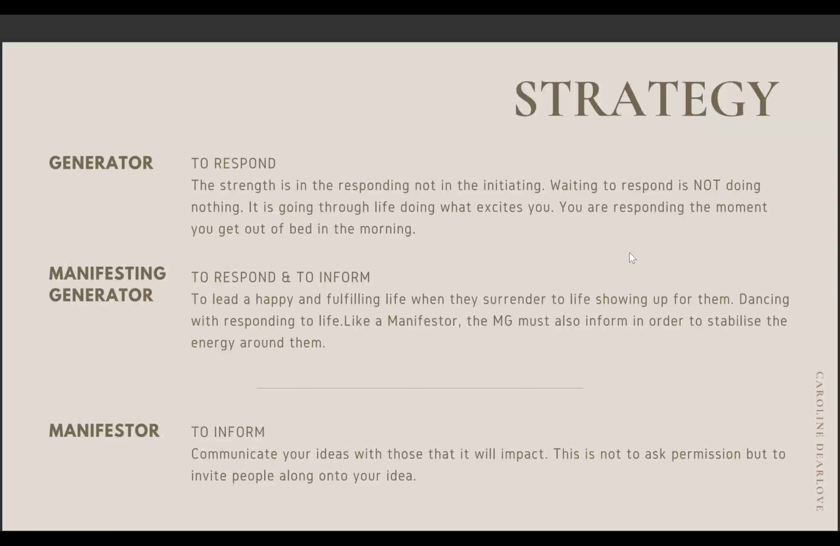The manifestor is here to inform. You're here to communicate your ideas with those that it will impact. This is not to ask permission, but to invite people along onto your idea.